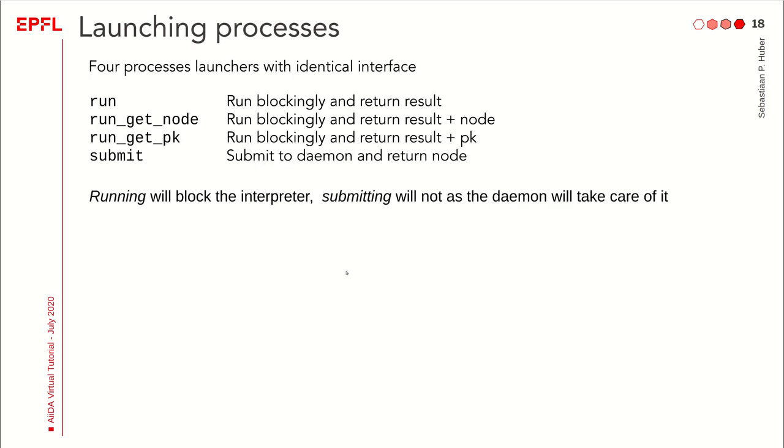Finally, some words about how to launch these processes. We've already seen a few examples in the snippets that I've shown you. But in principle, any process can be launched through these 4 launchers, where the term running means that the execution will block the interpreter. So you will have to wait for that process to fully finish before you regain control. Whereas submitting a process means that you submit it to the daemon, so you get control back immediately as the daemon runs in the background and will take care of it.